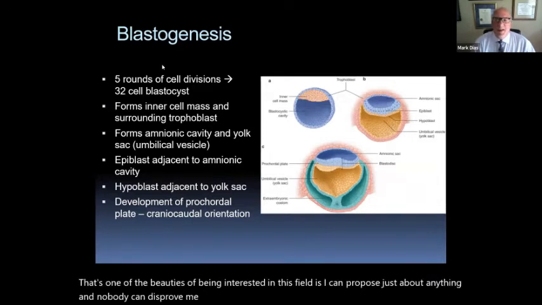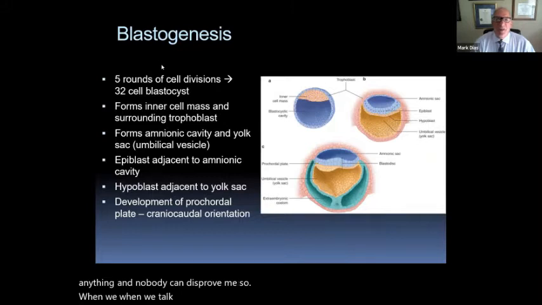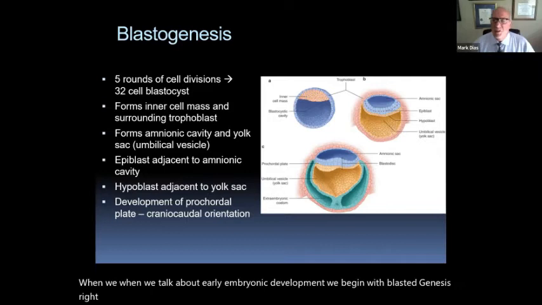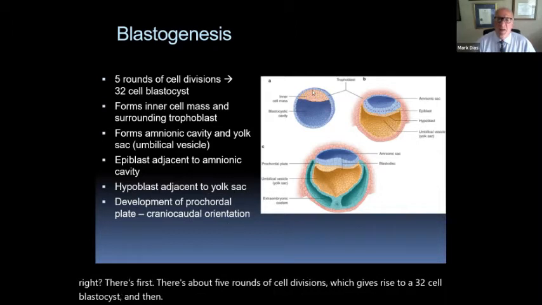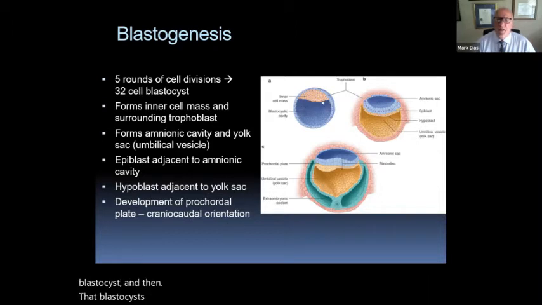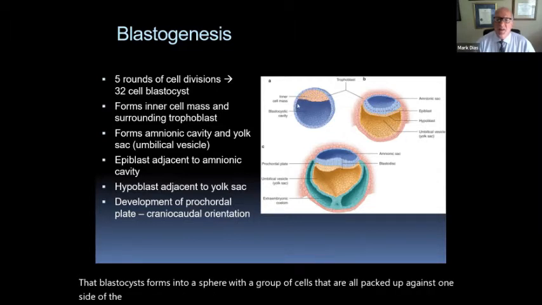When we talk about early embryonic development, we begin with blastogenesis. There are about 5 rounds of cell divisions, which gives rise to a 32-cell blastocyst. Then that blastocyst forms into a sphere with a group of cells all packed up against one side, called the inner cell mass, and the cells around it surround the blastocystic cavity.